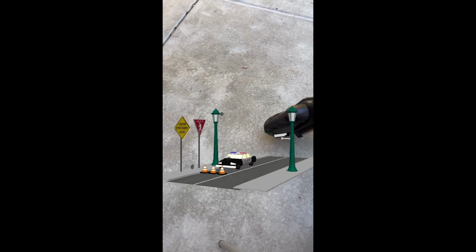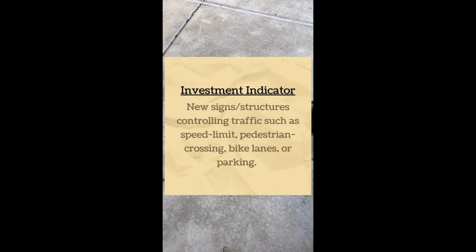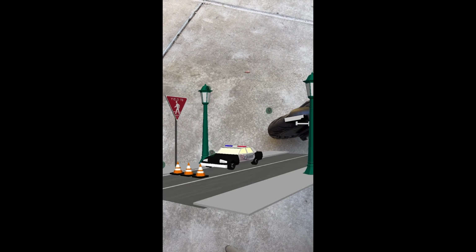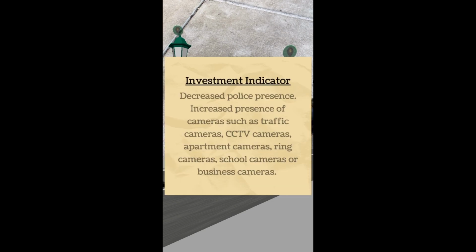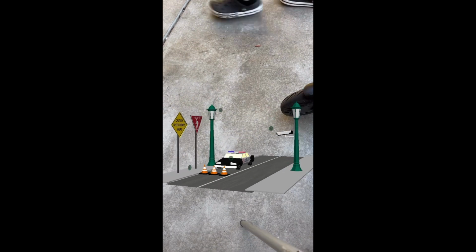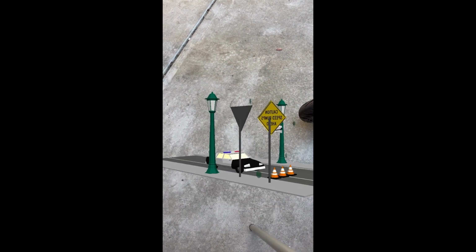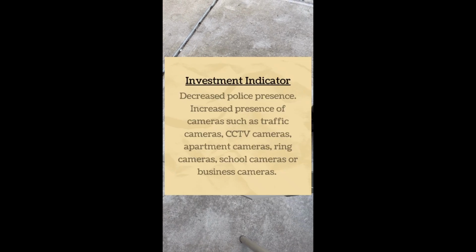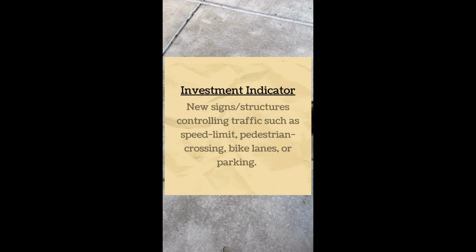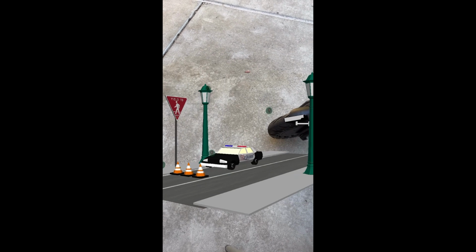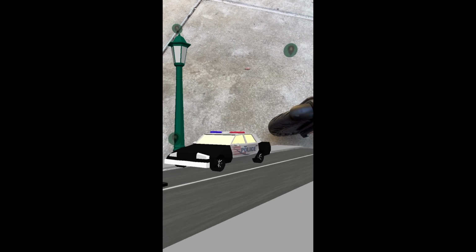This is scene 2. Public investment includes new signs and structures controlling traffic such as speed limit, pedestrian crossing, bike lanes, and parking. New public courtesies such as street lamps, bike racks, public trash cans, bus stops, street furniture, and public seating. This scene also illustrates increased surveillance through traffic cameras, CCTV systems, ring cameras, school cameras, business security cameras, alongside decreased police presence.